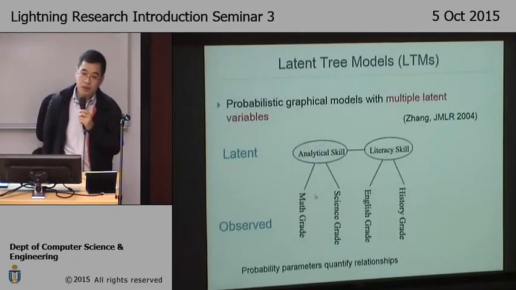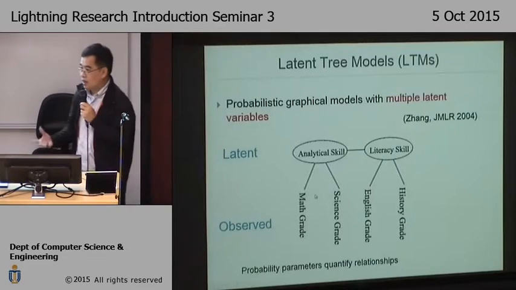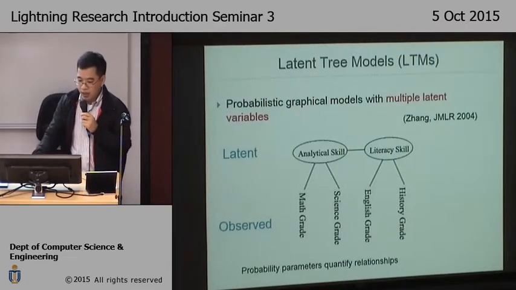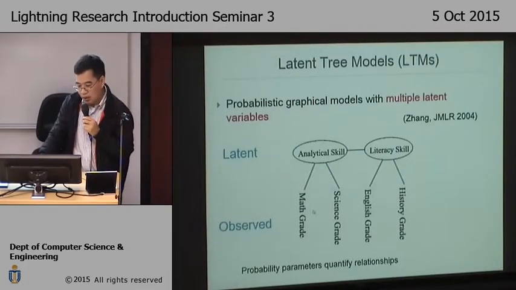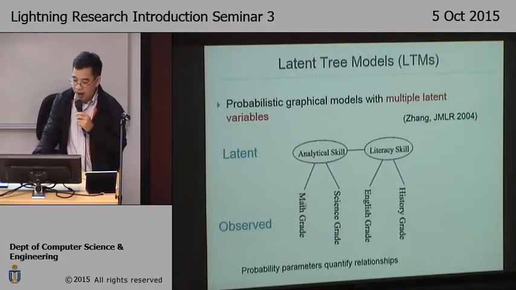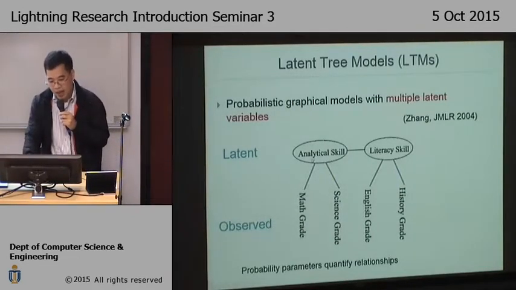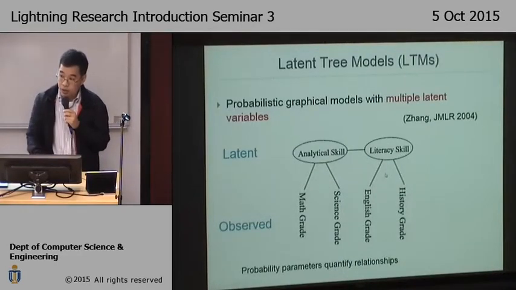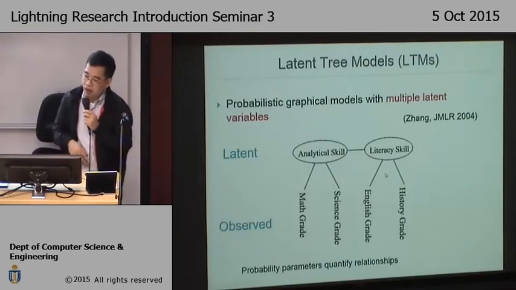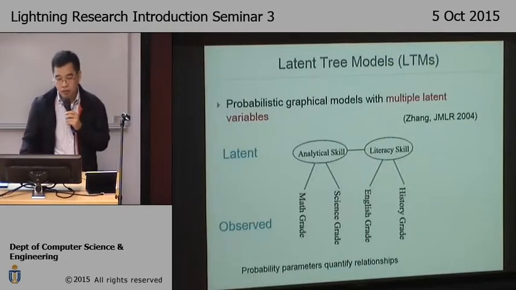Latent tree models are just one such class of models. Here is an example. It says that the grades a high school student gets in math and science depend on his analytical skill, and the grades in English and history depend on his literacy skill, and those two skill variables are correlated. So here you have two latent variables.